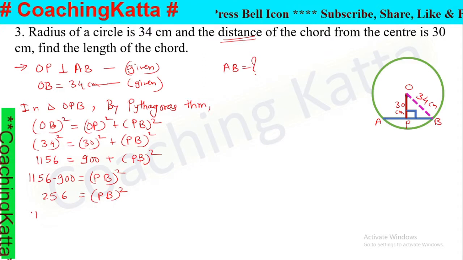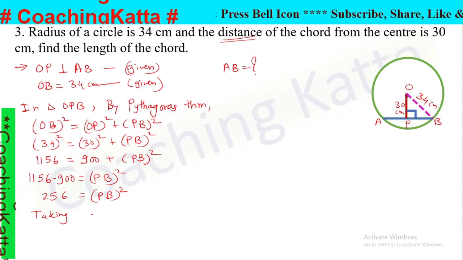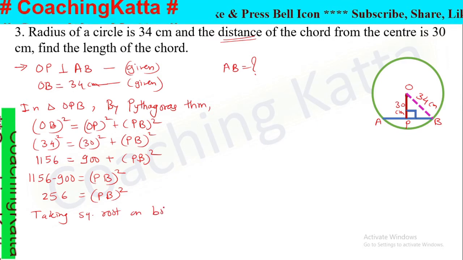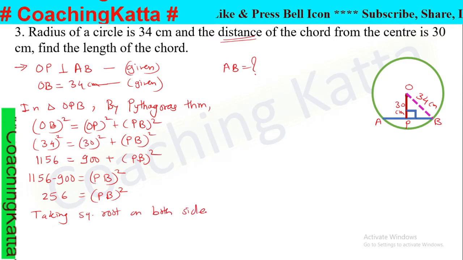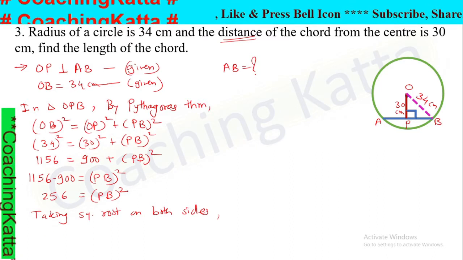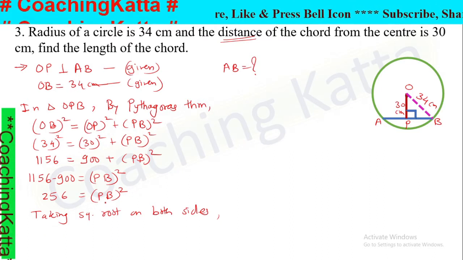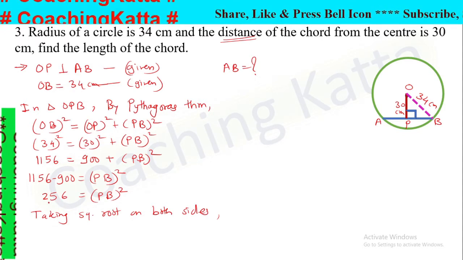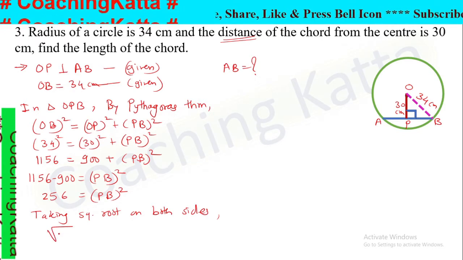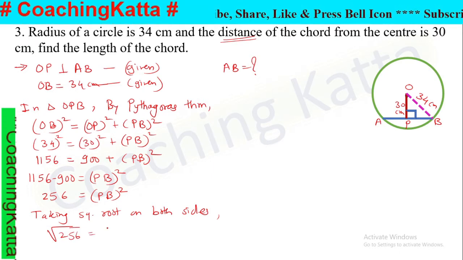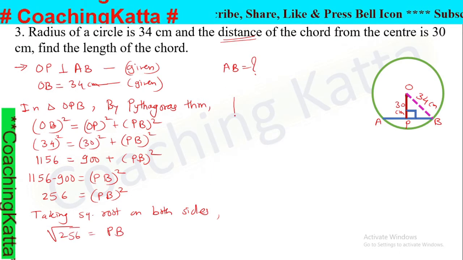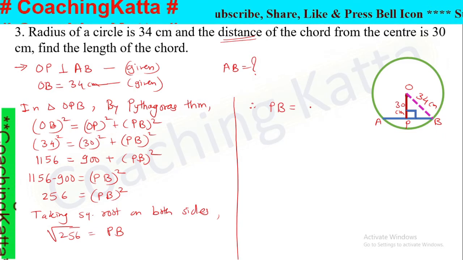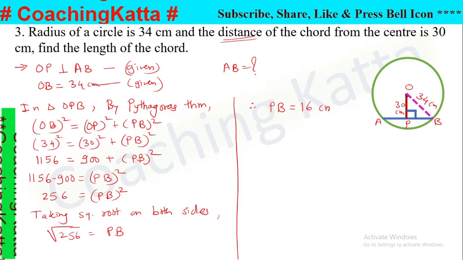and taking square root on both sides, what we get? Square root gets cancelled, and we get PB on the right hand side, and on the left hand side square root of 256 equal to PB. Therefore PB equal to 16 centimeter.